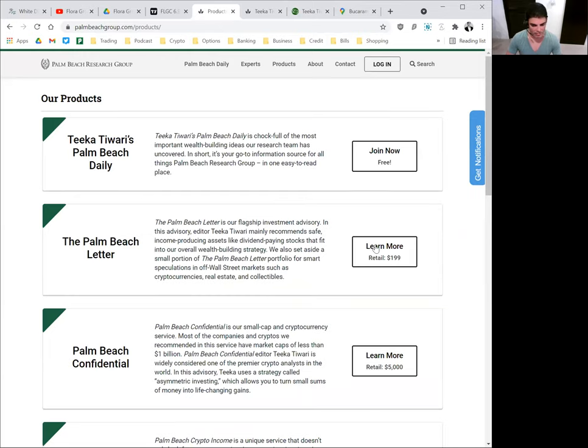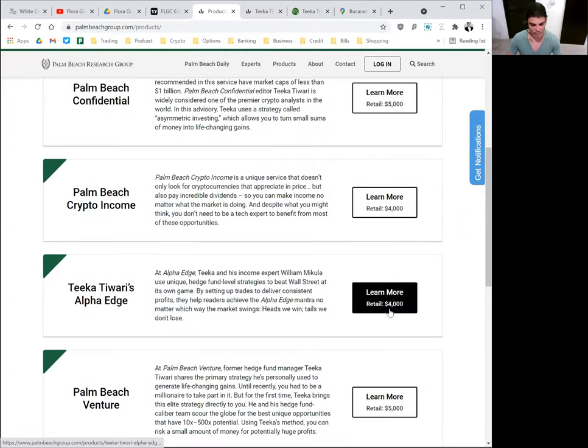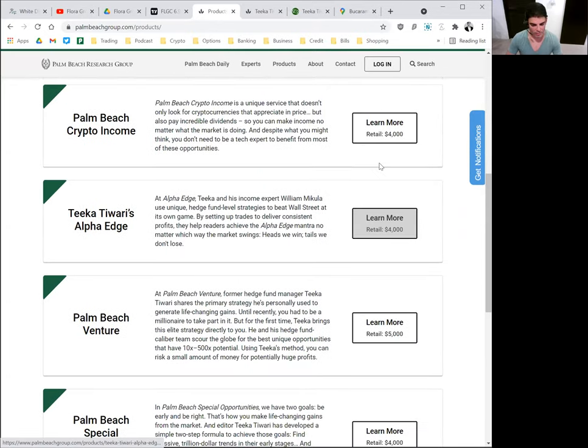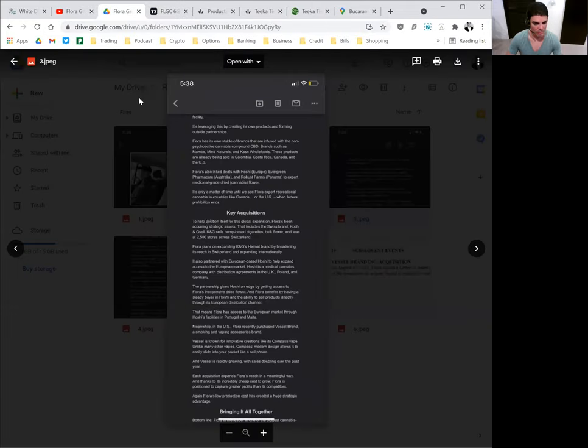Okay, so here are the prices. You have the $200 one, $5,000. Man, it's expensive. $4,000, $5,000. It's expensive. But just to get those little pop-ups, this is what people are paying for him to send these alerts through his app and basically pump the stock.